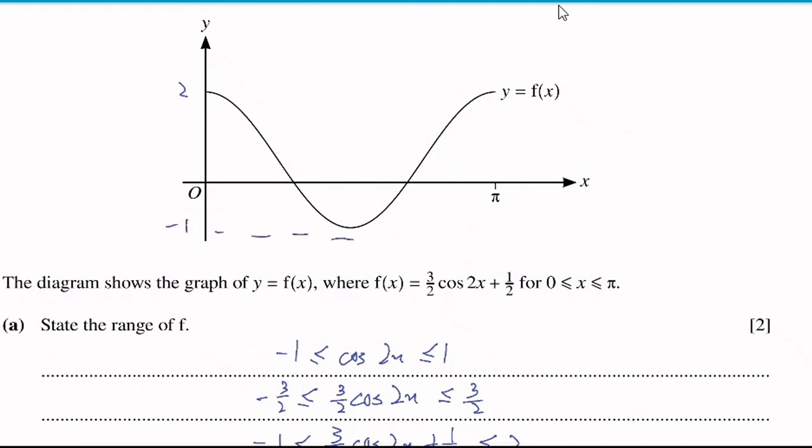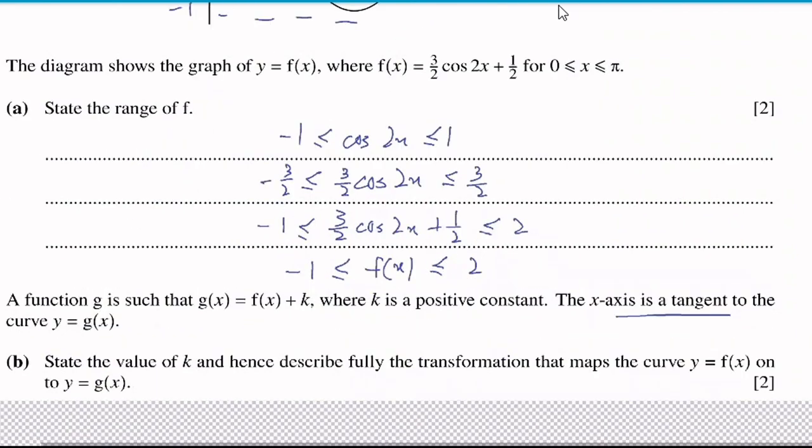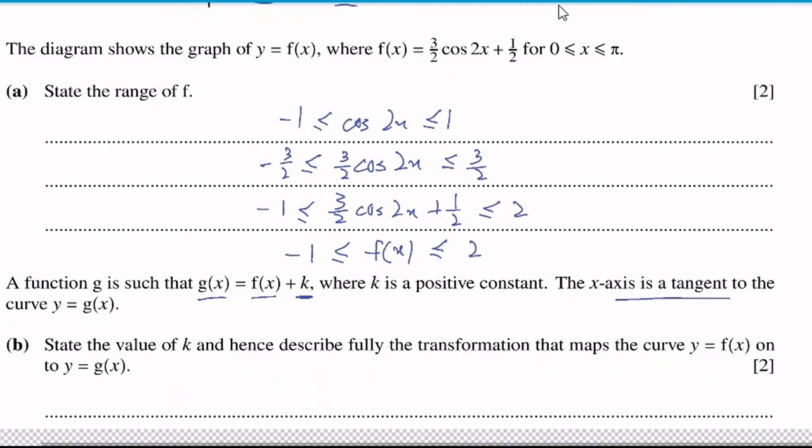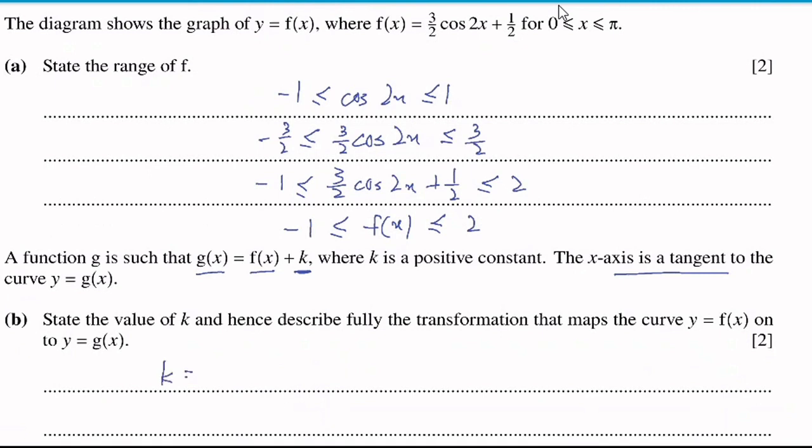So in order for the x-axis to touch the curve, we need to move the graph up by 1 unit. Okay, so in that case, the g(x) that we want here is f(x) plus k. So this k here means we need to move up by 1 unit. Okay, so state the value of k. So the k here is 1.